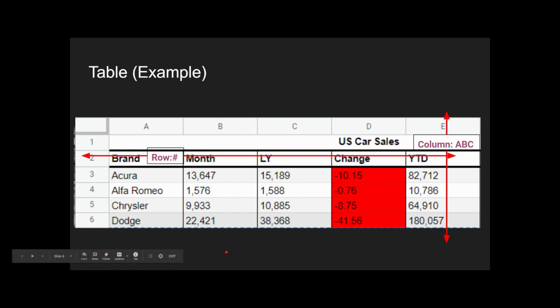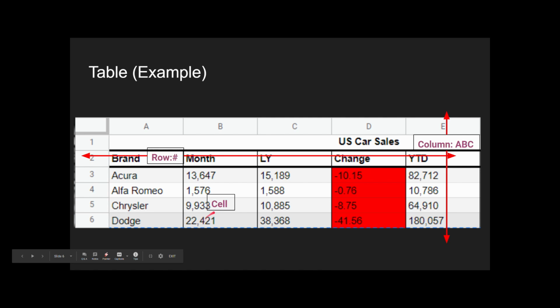So we can also identify the individual cells. So this is one cell by itself, and this holds the information 9,933. In this case, that looks like that's how many cars Chrysler sold in a given month. But this is what spreadsheets are good for. They can show lots and lots of information.